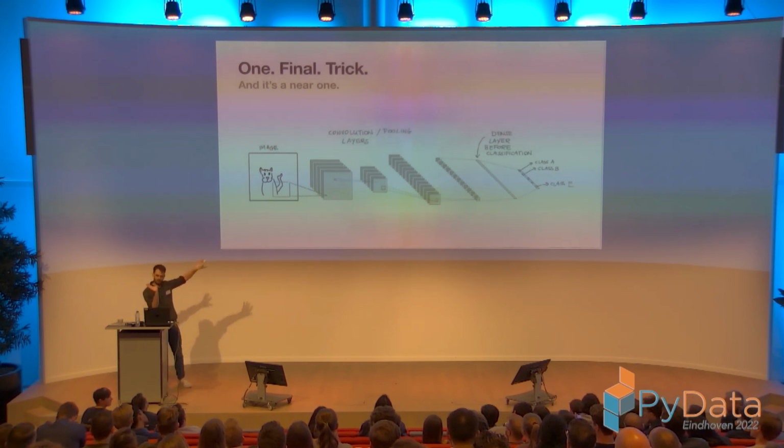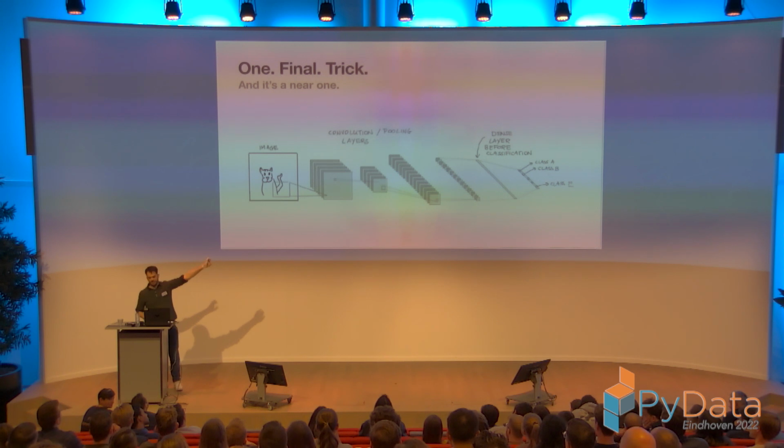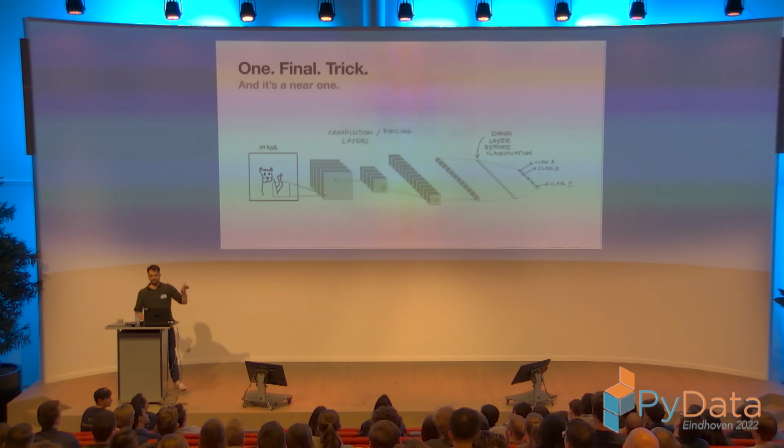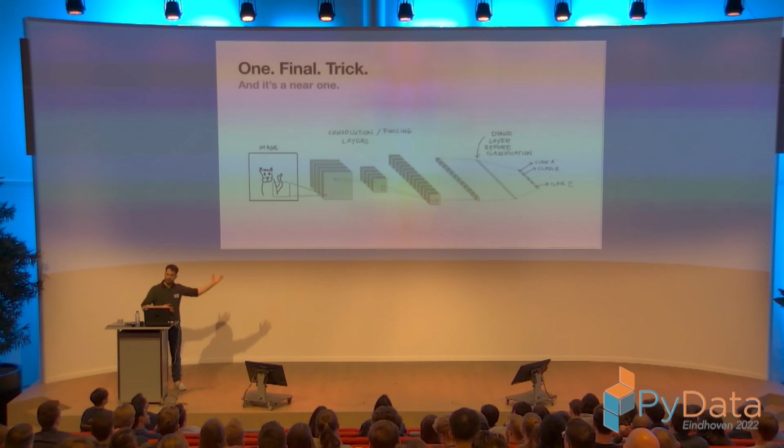Image goes in, convolutional layers, and at some point we have a dense layer near the end. So not the layer with all the classifications, but the layer before, basically. Because that's the layer that might be very appropriate for embeddings. Some part of the image is embedded in it, some part of the label as well.